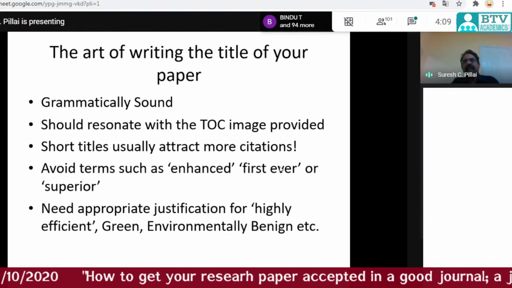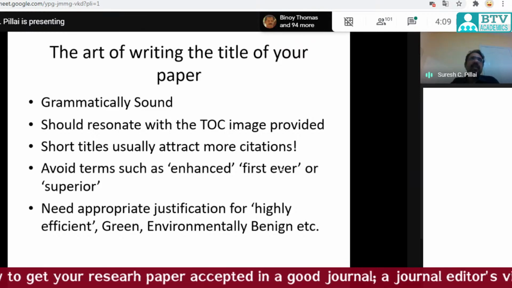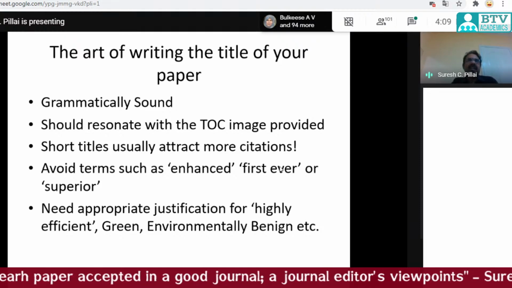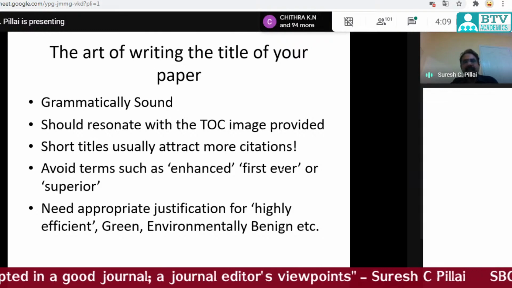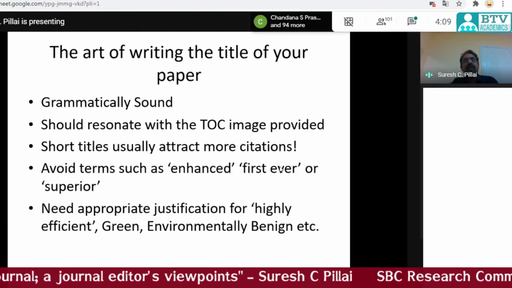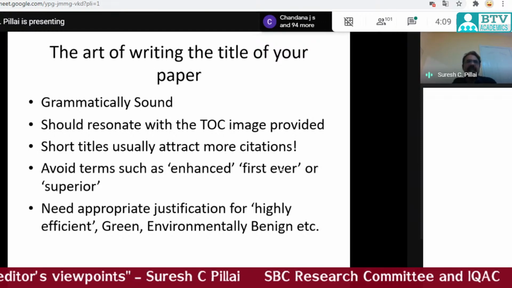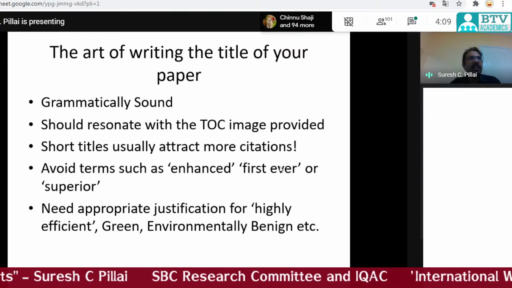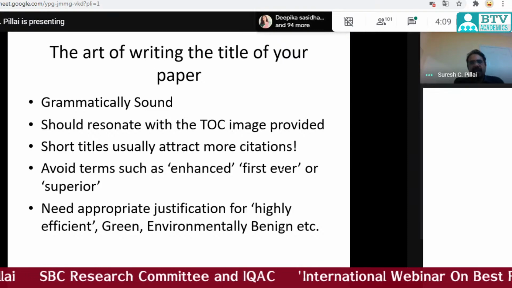Avoid terms such as enhanced, first ever, or superior. You can use them, but you have to have proper justification for that, and the paper can be rejected based on that. If you don't show the significant enhancement there, the paper can be rejected. And you need to have appropriate justification for phrases such as highly efficient, green, environmentally benign, etc. You need to have proper justification for these kinds of phrases in the title.